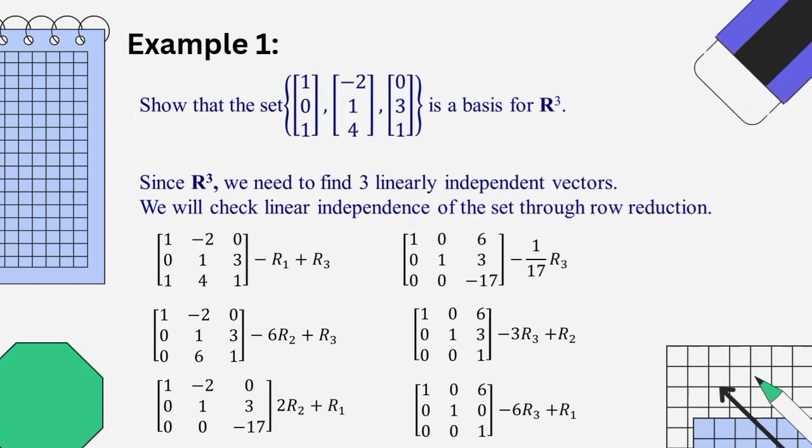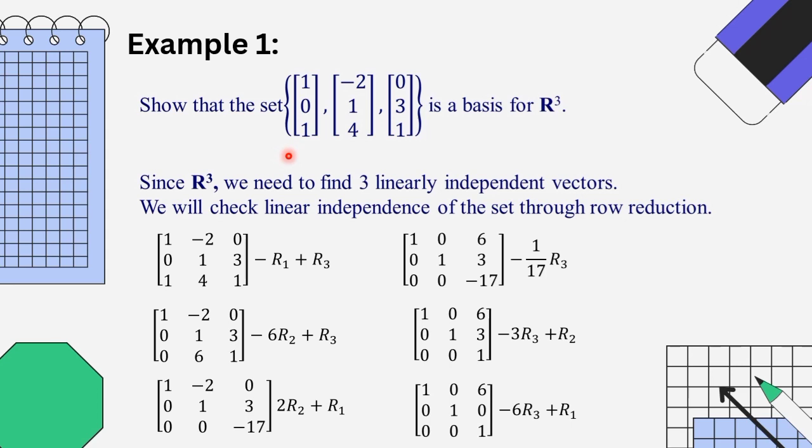Let's take a simple example to understand basis. So we have to show that the set (1, 0, 1), (-2, 1, 4), (0, 3, 1) is a basis for R3. Since this is three-dimensional, we are expected to find three linearly independent vectors. Now, the first thing that we need to do is to check whether our column vectors are linearly independent. Okay, so how are we going to do that?